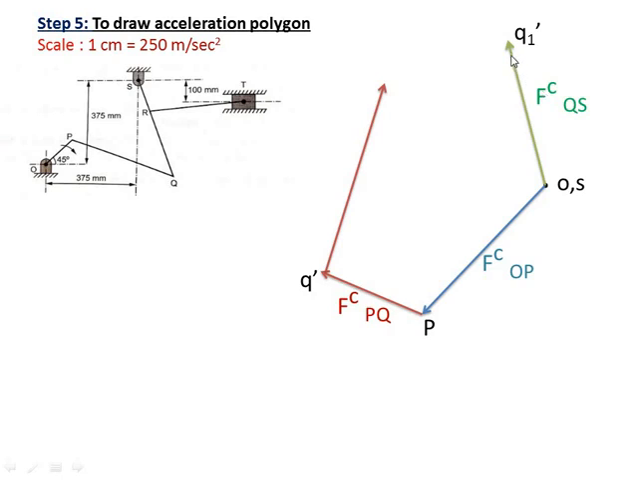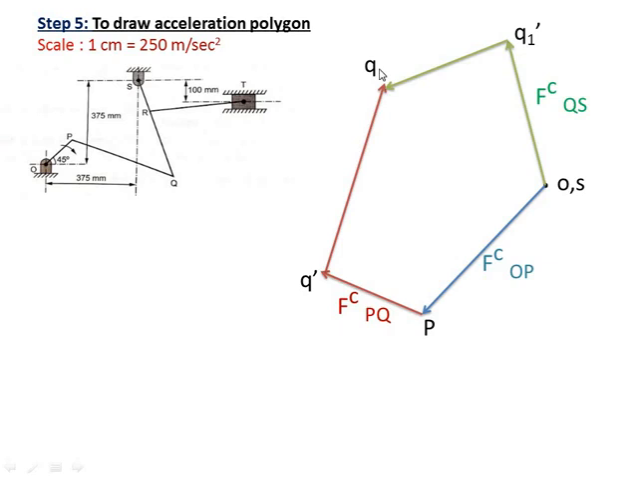Now at the end of the centripetal acceleration, start drawing the tangential acceleration of SQ. Its direction is perpendicular to SQ, but its magnitude is unknown. So draw the vector from Q1 dash, perpendicular to SQ, or perpendicular to the centripetal acceleration. Where these two intersect, it will give you Q.